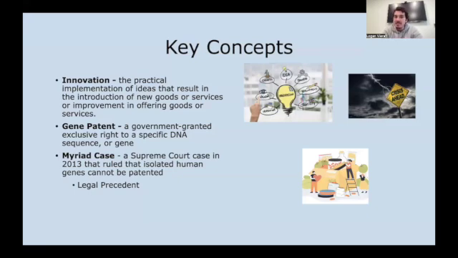The Myriad case, I think, is really important for us to look at because it was made in 2013 and it ruled that isolated human genes cannot be patented. And that's really important because that will set the legal precedent, or set the standard, that all laws or all interpretations of law have to follow. It sets that human genes cannot be patented, which is interesting when considering that the affirmative, right, wants to extend intellectual property rights to cover the human body.